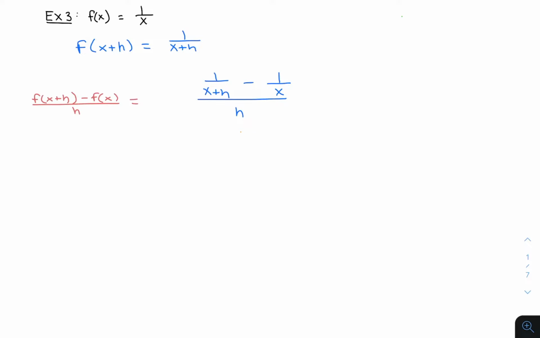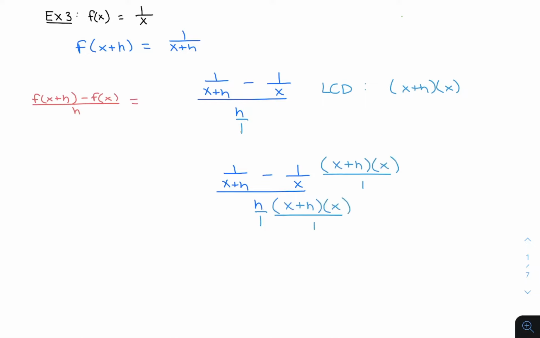This is something called a complex fraction. If you guys have taken algebra, you should remember that in order to get rid of a complex fraction, what you can do is multiply it by the LCD. One easy way of getting rid of everything would be by multiplying the LCD over 1. In this case, our LCD is x plus h times x, because here the denominator of h is 1, so we don't really need to worry about that. So we can take our LCD over 1 and multiply to every term in this fraction.